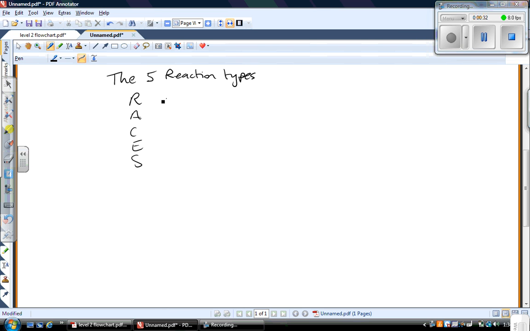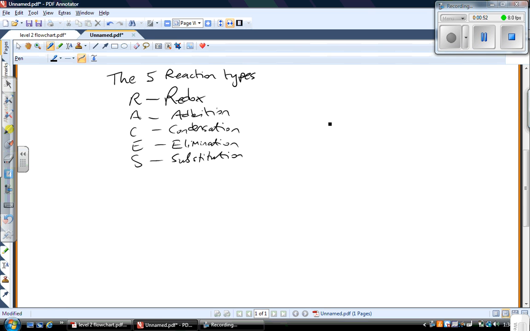So R stands for redox reaction, A stands for addition, and C stands for condensation, E stands for elimination, and S stands for substitution. So that acronym RACES I just used to help students remember, and myself, the 5 types of reaction. So you can just think of 2 people running a race, and that is your little visual for that acronym.